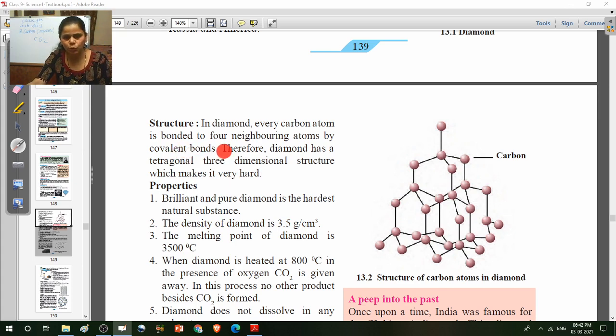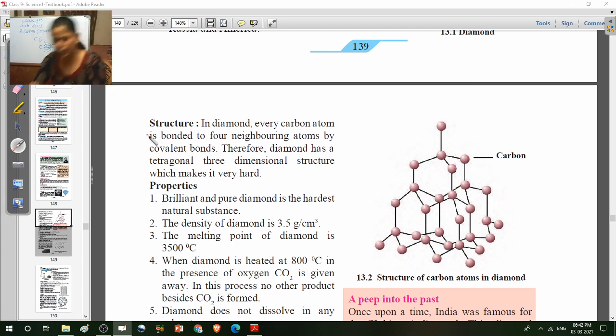So, what is a covalent bond? Covalent bond means sharing. If one atom shares its electrons with another atom, then they form the covalent bond. Clear?